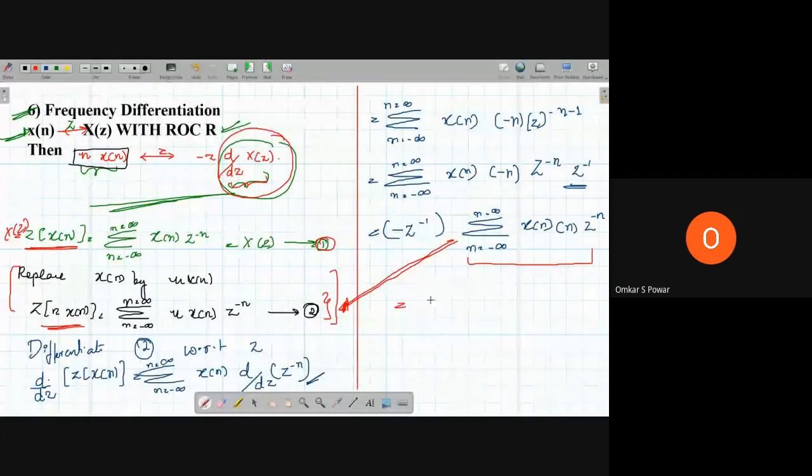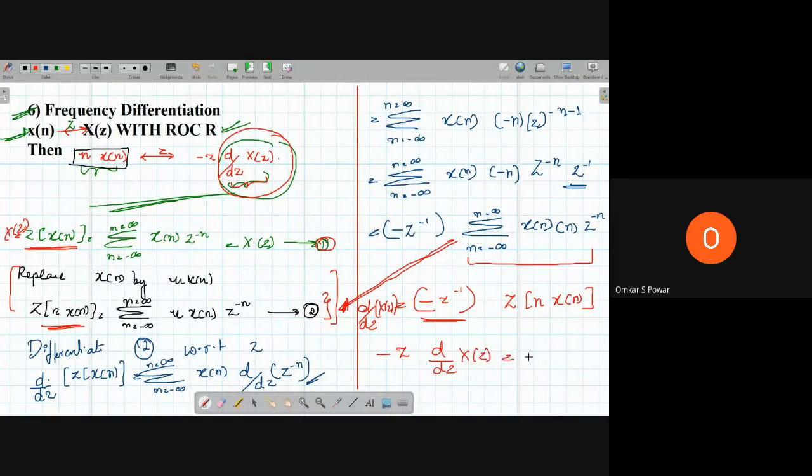So you'll get minus z to the power of minus 1, we'll write it as it is. So it is nothing but Z transform of n into x of n. So your left hand side is d by dz of X of z. So I'll bring this z to the power of minus 1 to the other side. So with this minus term, minus z d by dz of X of z is nothing but Z transform of n into x of n. So we have proved LHS is equal to RHS.